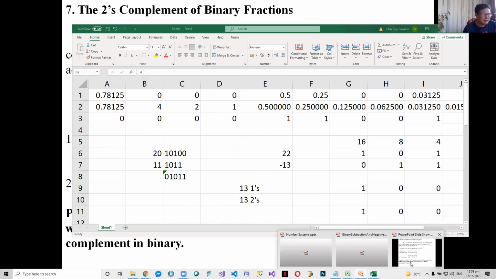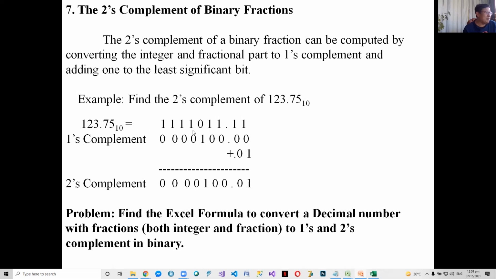You have to believe me, no? That the 103.25 is this, no? To do a 1's complement, we add 1 because this is the least significant bit. Dito ka magdagdag. For example, if you have 110, you do not add 1 to the 0. Right? You add 1 to the least significant 1. Okay? Do you follow?